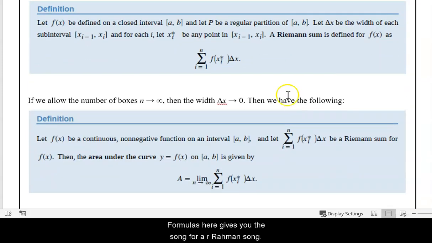This formula here gives you the sum for a Riemann sum. This is a generic formula where they're using f of x sub i star to represent any point inside each width where you're going to find the height of the box. If you allow the number of boxes to go to infinity, then the width of the boxes will start to approach 0. Now you can't really have an infinite number of boxes, and you can't actually allow the width of the box to be 0.